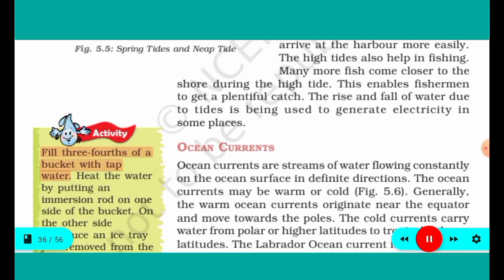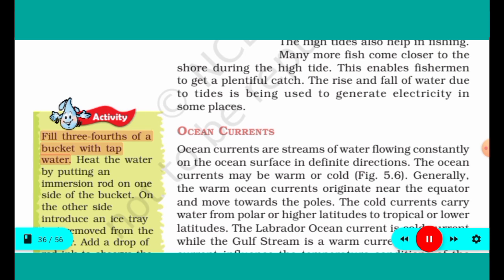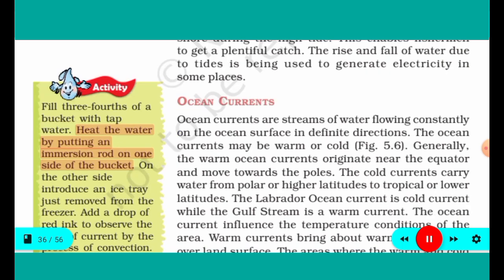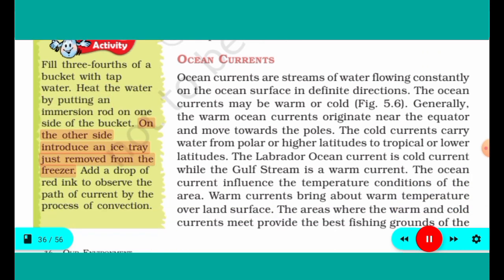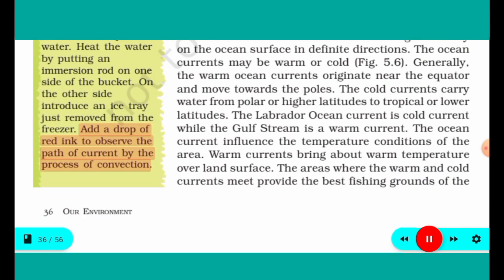Activity. Fill 3/4 of a bucket with tap water. Heat the water by putting an immersion rod on one side of the bucket. On the other side, introduce an ice tray just removed from the freezer. Add a drop of red ink to observe the path of current by the process of convection.